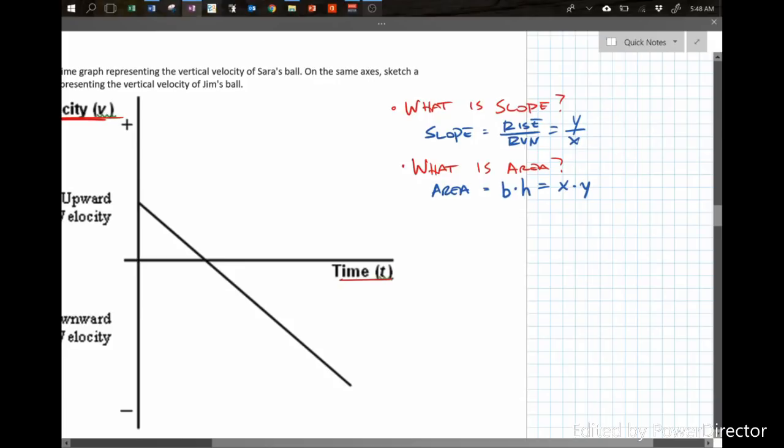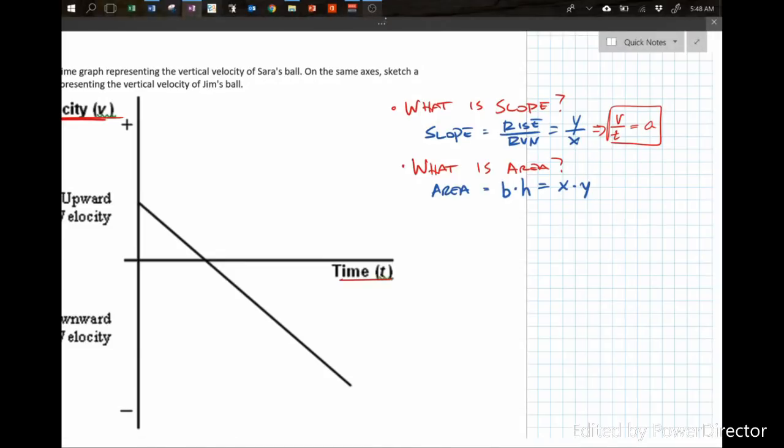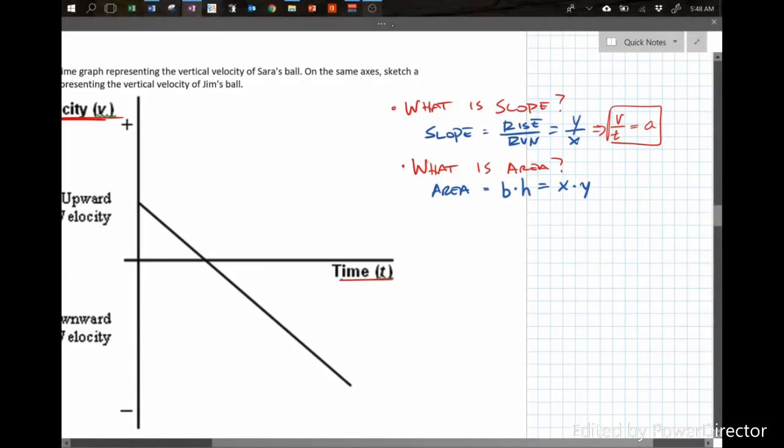Now here, for this particular graph, and we should already know this, the slope is velocity over time. And in general, velocity over time is acceleration. So the slope of this graph is acceleration. And then the area for this graph is going to be velocity times time. And in general, velocity times time is displacement. And I said this was vertical. So that's our delta y. So our area total for the graph is going to be delta y.